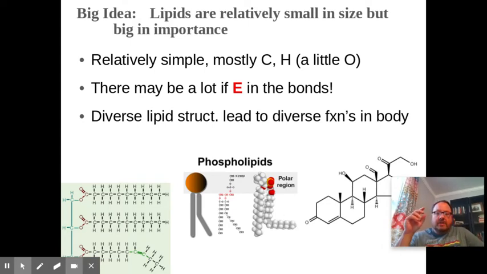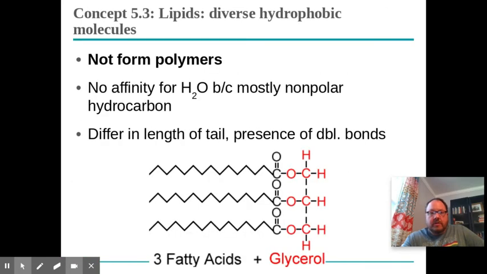But you can rearrange lipids in all sorts of different ways, and it leads to different functions. So you can see at the bottom of the screen some of the different ways in which lipids can be constructed. So let's first talk about some of the basic features. Again, they're CHO with very little O. They don't form polymers the way other carbs do, so that's why they don't technically get that macromolecule designation. But you've got a lot of carbon-hydrogen bonds that are nonpolar. And again, we'll talk about the structure of that.